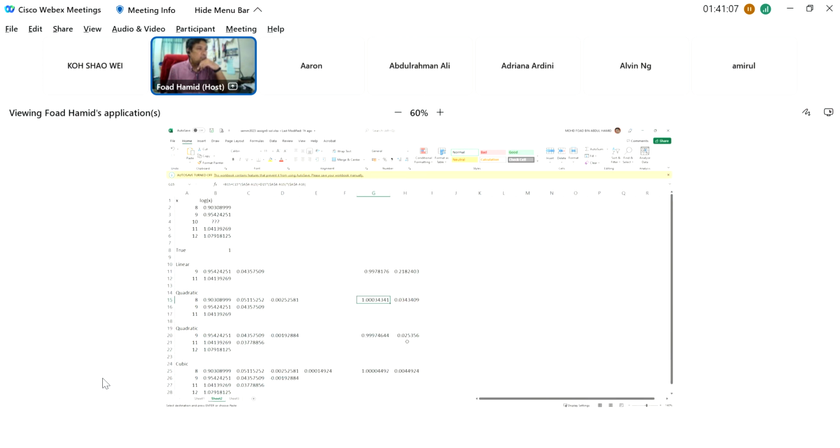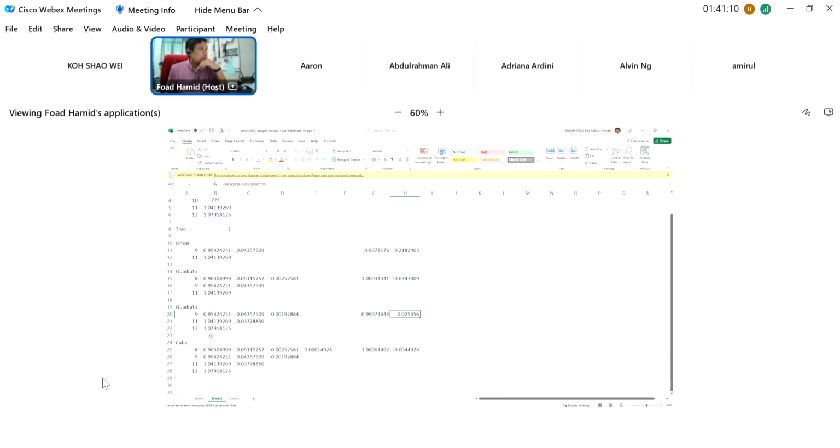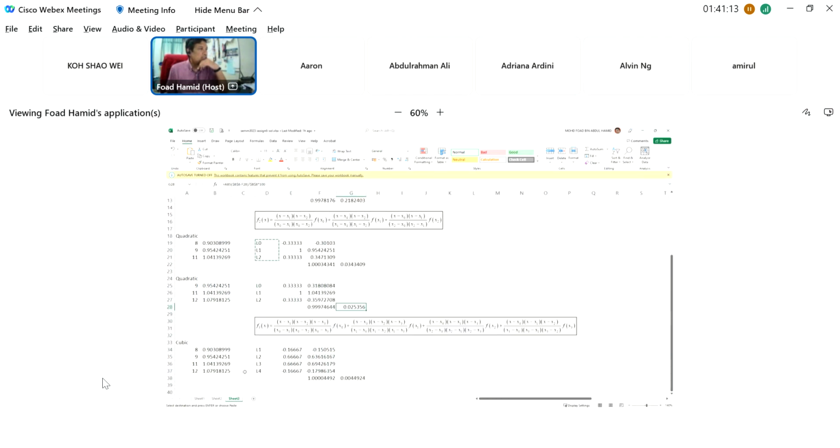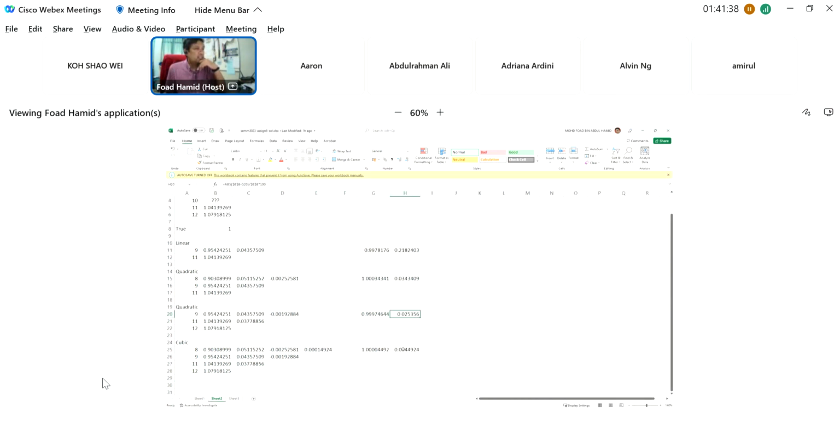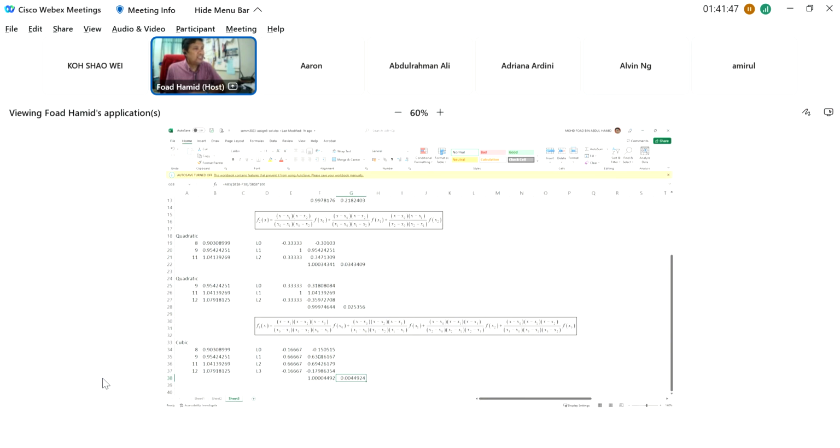Again, this is 0.025. Now with cubic, note that the highest order is third order. So this is L3, the Lagrange coefficient 3, and this is third order. Note that the error is 10 to the minus 3, the same as Newton divided difference. So which one do you feel is easier to calculate?